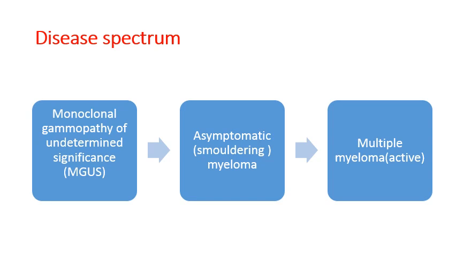Before I go further, I would like to tell you that in myeloma there is a disease spectrum. It starts from monoclonal gammopathy of undetermined significance, or commonly we call it MGUS, and it takes about 10 to 15 years to develop active myeloma, and in the process there is asymptomatic myeloma or smoldering myeloma. So there are diagnostic criteria for each of these three disease conditions.